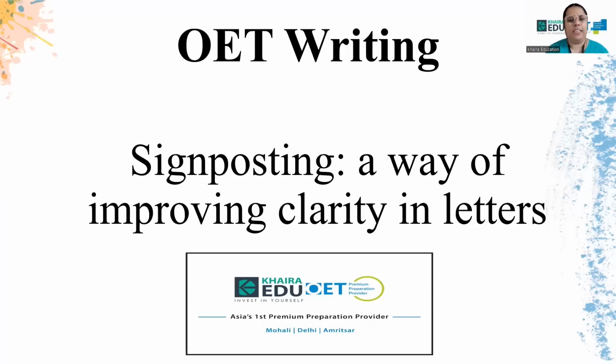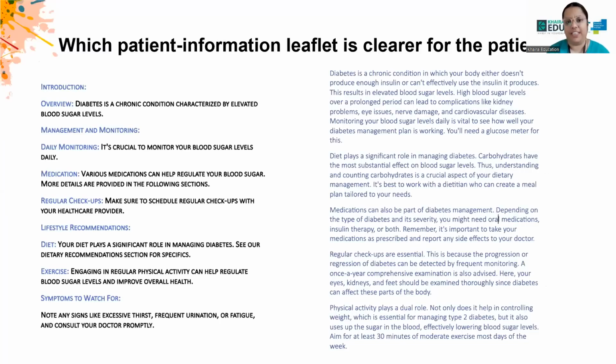But before we do that, I have a small task for you. I want you to look at this patient leaflet that is on your screen. This leaflet has an aim to give information to the patient. You have the same information presented in two ways. On your left hand side, you have some headings, some small topic headings under which you have the information given. And on the right hand side, you have certain paragraphs in which the information is given.